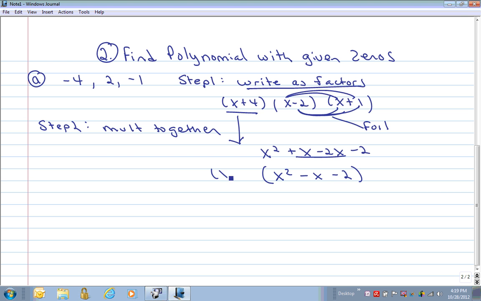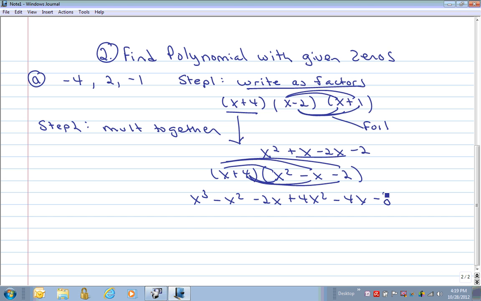And then we still have x plus 4 to distribute through as well. So let's go ahead and do that. So we're going to go x times x squared would be x cubed. X times negative x would be negative x squared. X times negative 2 would be negative 2x. Then go back and pick up the 4. 4 times x squared would be positive 4x squared. 4 times negative x is negative 4x. And finally, 4 times negative 2 is negative 8. And then just clean it up by combining your like terms.